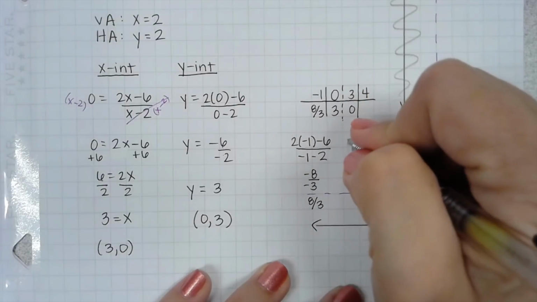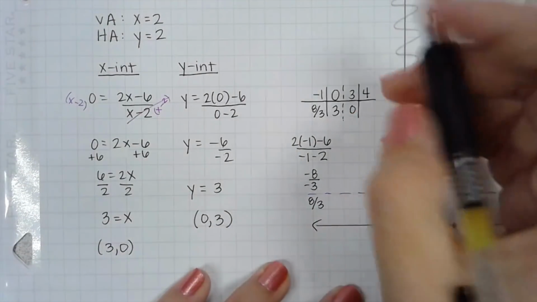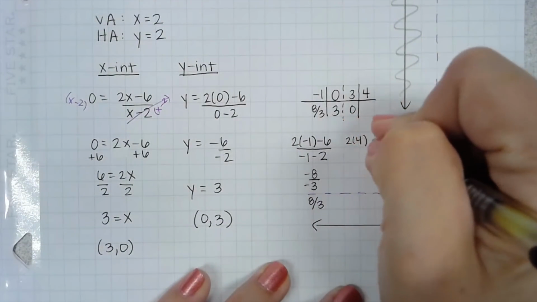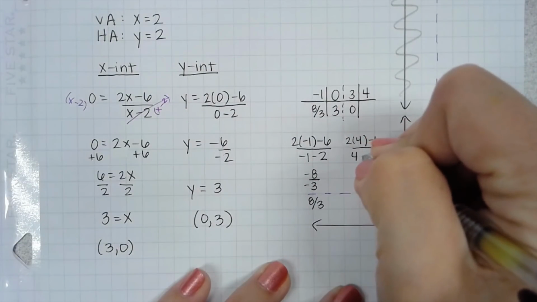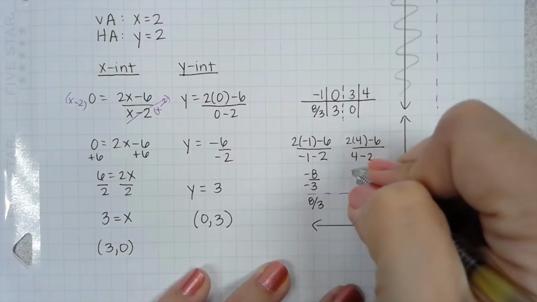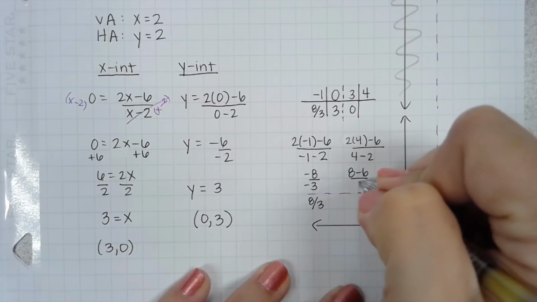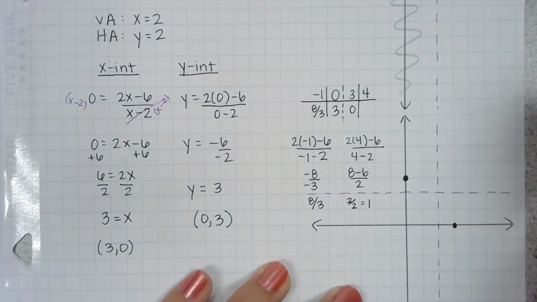When I plug in the 4, let's see, so 2 times 4 minus 6 divided by 4 minus 2. So that's going to give me 8 minus 6 over 2. And so 8 minus 6 over 2 will give me 2 divided by 2, which gives me 1 out for my answer.